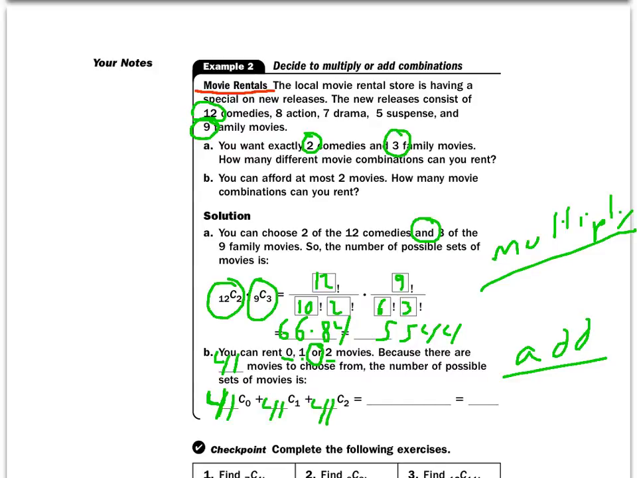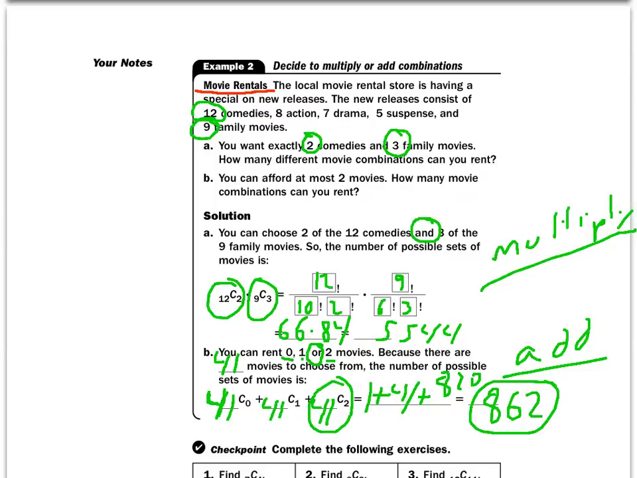So no movies, there's only 1 way to buy nothing. And there's 41 ways to buy 1 movie. You can buy the first one through the 41st one. If you do 2, this one's the only one you got to do the math on, and that ends up being 820. So there are 862 things you could do if you're going to rent 0, 1, or 2 movies. So that would be the answer there. And because of the or, we added. So that's important to know.